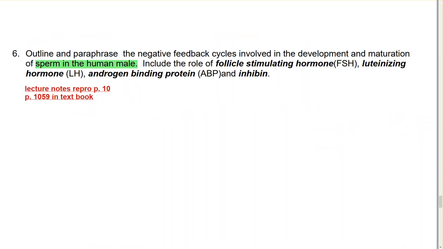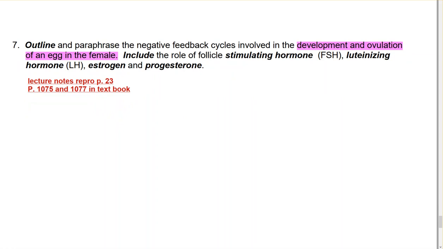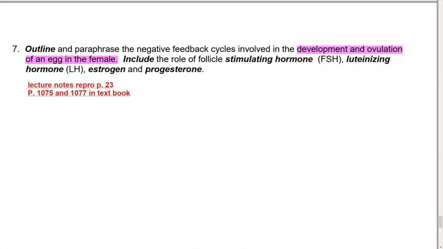And then the last 2 questions of your lab ask you to paraphrase the negative feedback cycles. I'm going to go over a little bit the areas in your textbook, show you textbook pictures and talk about that a little bit. But you can also find information in your lecture notes. The male negative feedback cycle is on page 10, and the female negative feedback cycle in your lecture notes is on page 23. And those are the textbook pages that I'm going to talk about.